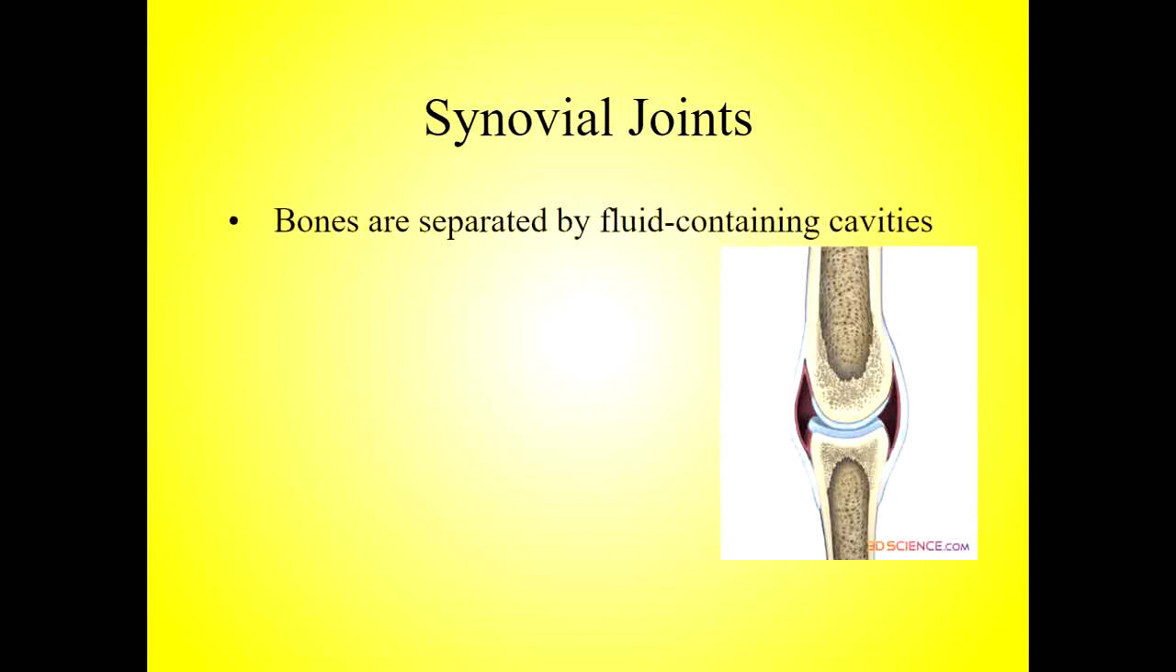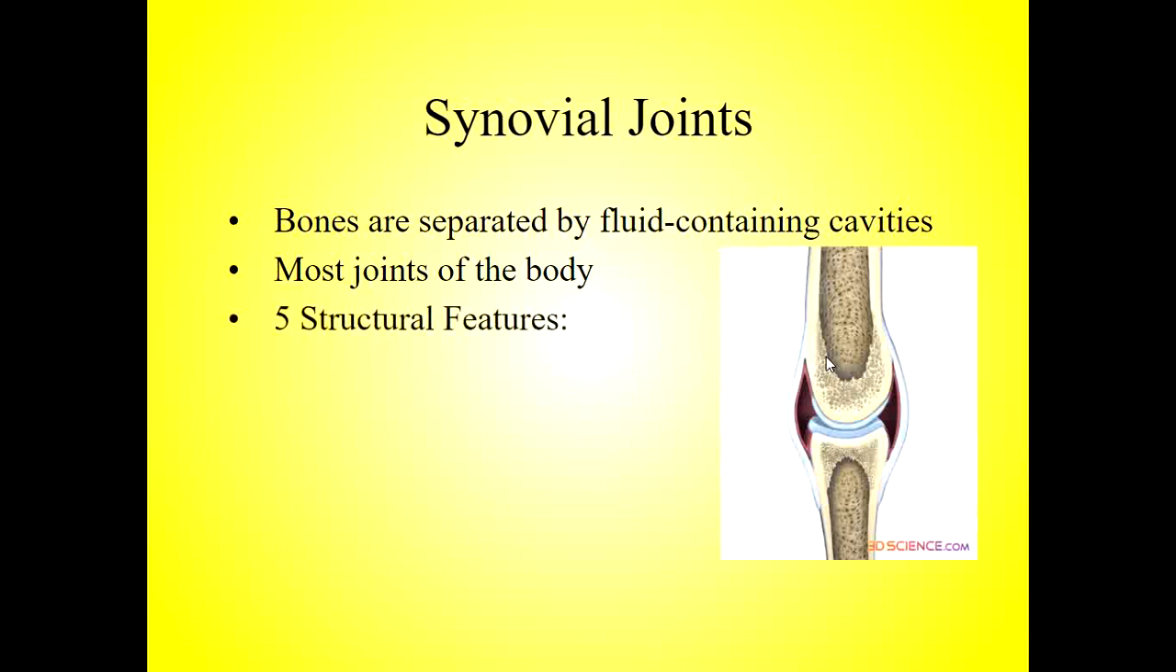So synovial joints are joints where the bones are separated by a fluid-containing cavity. Most of the joints in your body are synovial joints, which is another reason why I wanted to discuss these. When you look at a synovial joint, it has some very particular parts to it. The 5 structural features of this joint would be: 1, it has articular cartilage. Number 2, it has a cavity that's sometimes called the joint cavity or synovial cavity.